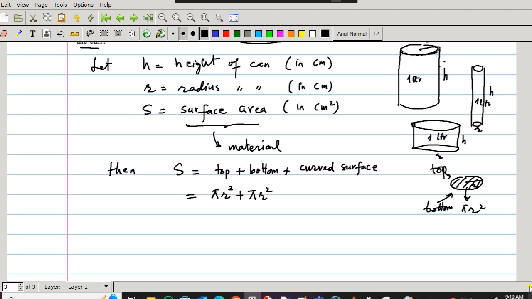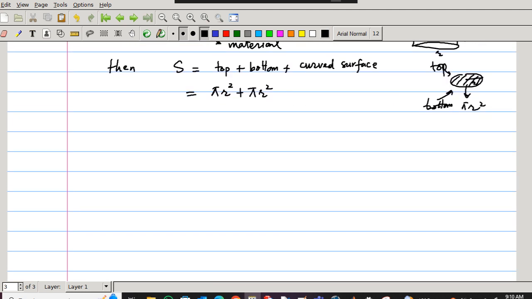And then the curved side, if you want to find this area of the outside, what you do, you take the outside boundary, that is the circumference of the circle, which is 2 pi r. If you multiply this outside boundary by the height, it will give you only the outside of the can. So curved surface area is 2 pi r multiplied by the height, 2 pi r h.